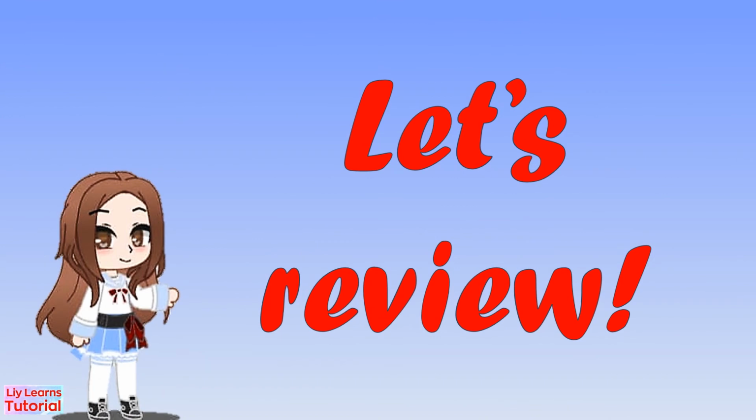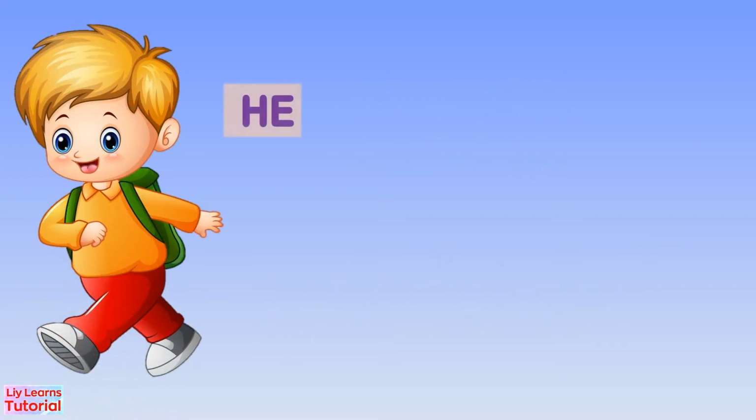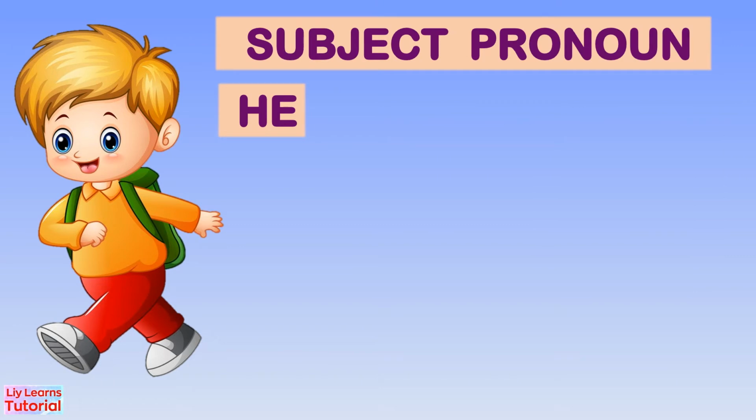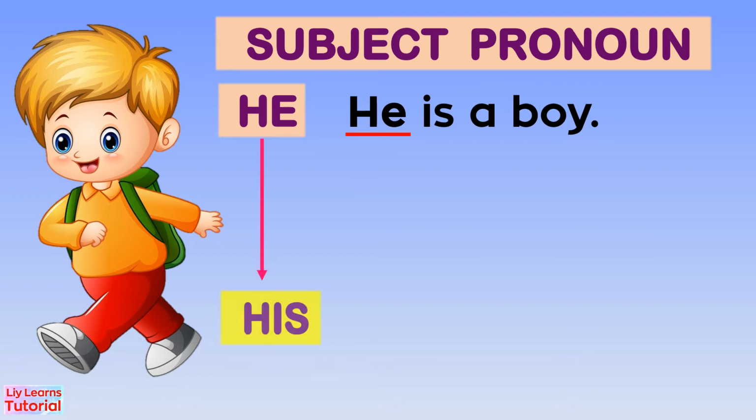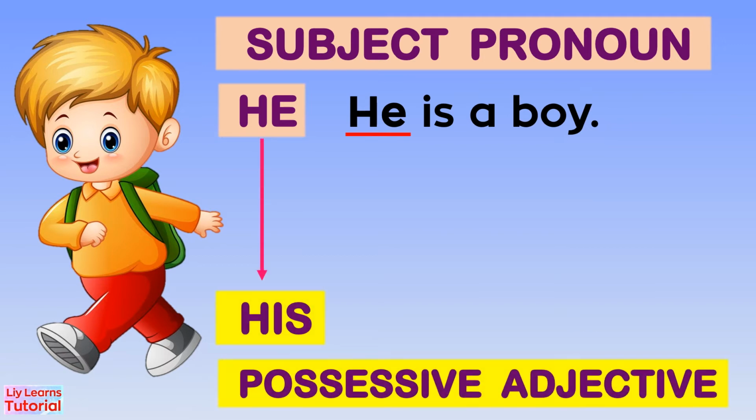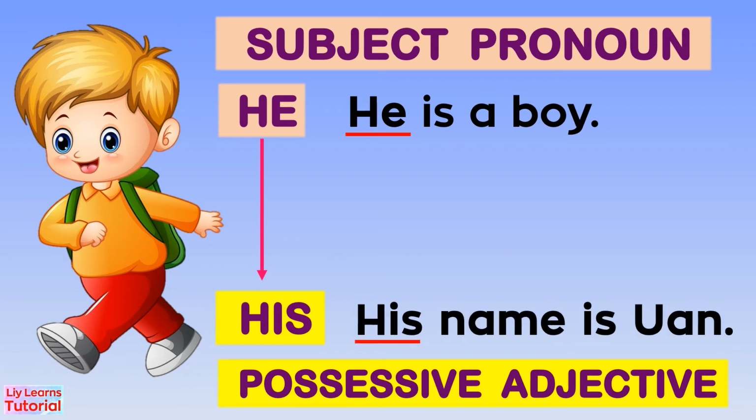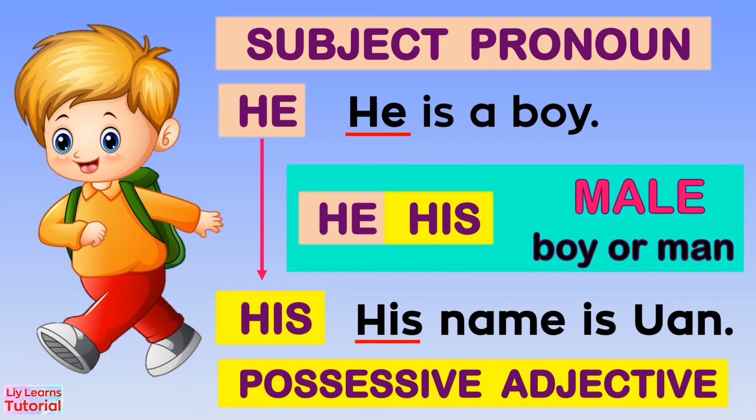Let's review when to use his and her. He is a subject pronoun. For example, he is a boy. His is a possessive adjective. For example, his name is Yuan. He and his are used for the male, like a boy or a man.